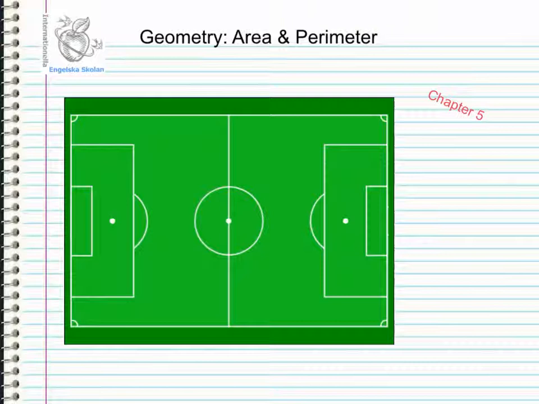You might like to find out the perimeter of the football pitch to work out how much paint you might need to paint the outside lines. Whereas the area, you might want to find out how much grass you will need to make the inside of your football pitch.